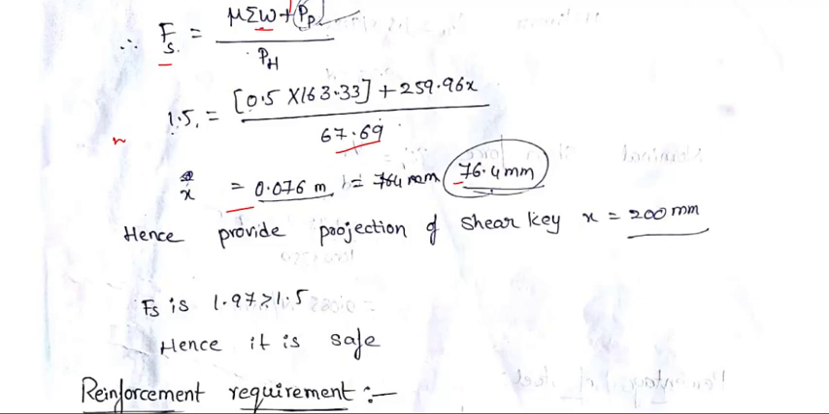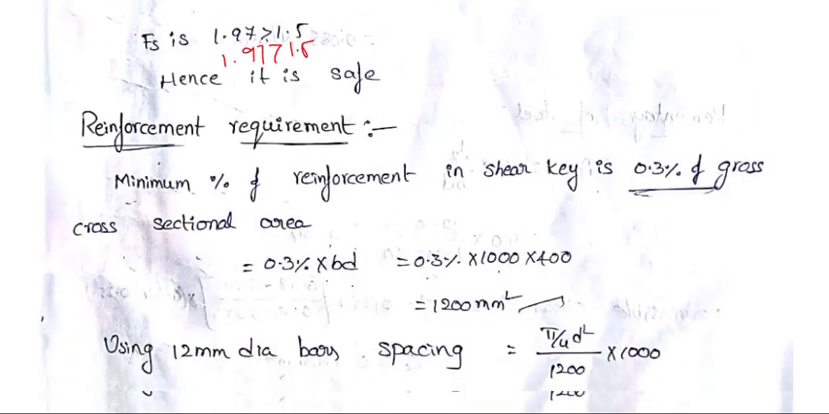So let's provide X is equal to 200 mm. Now again, without substituting this 1.5 Fs value, substitute this 200 value here. Okay, if you substitute, you will get Fs equal to 1.97, which is greater than 1.5, hence it is safe. So next we will go for reinforcement.